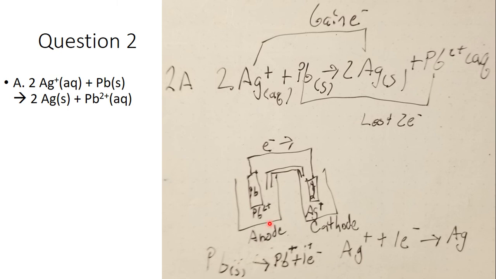So I'm going to write my anode on the left, cathode on the right. The solid phases are what I have drawn here. Those are my electrodes, so solid lead, solid silver. In solution, you're going to have lead 2 plus and silver plus. The electrons are going to flow from the lead to the silver, and that is my salt bridge. And that is how you draw a voltaic cell.